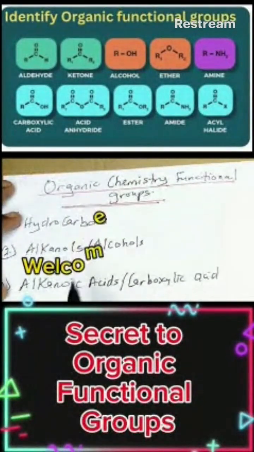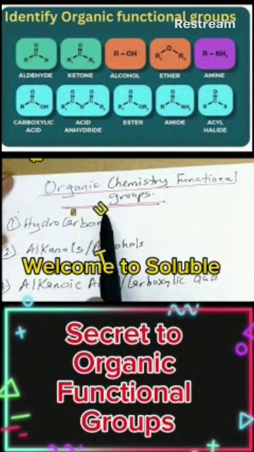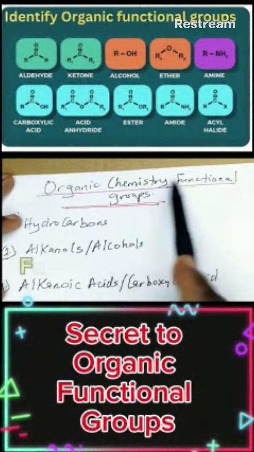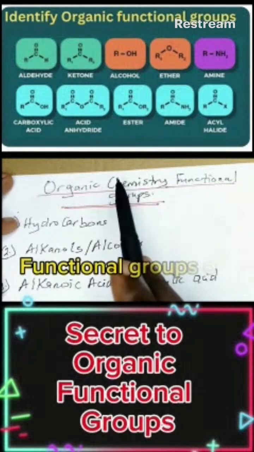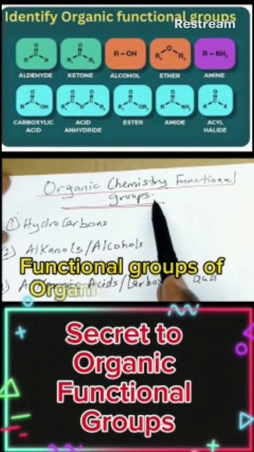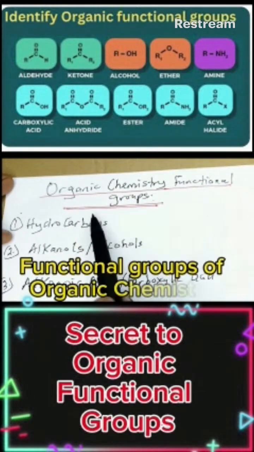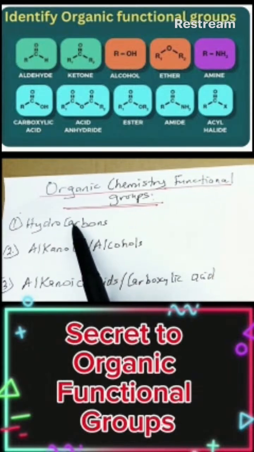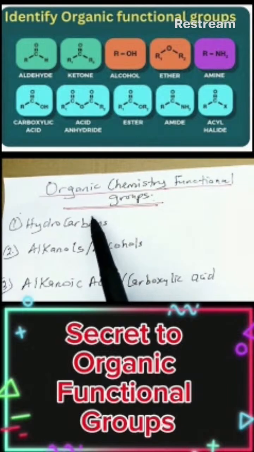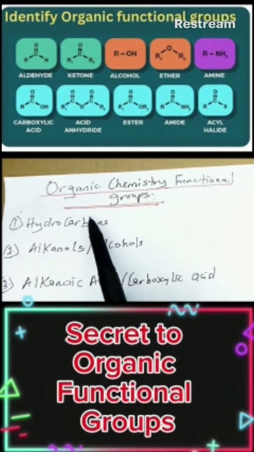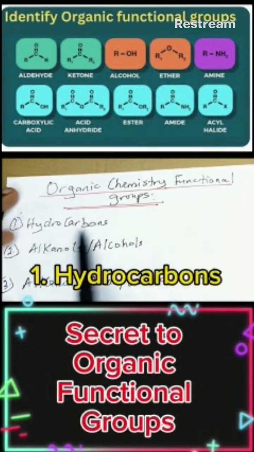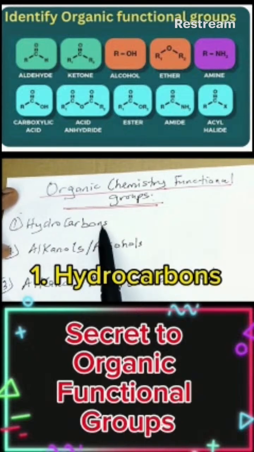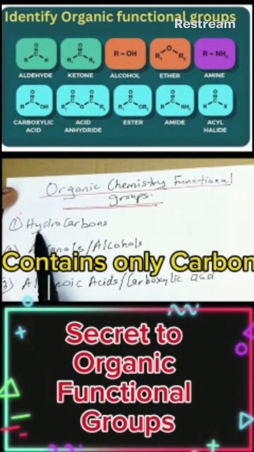Good day, viewers. Today in this video we'll be discussing organic chemistry functional groups. It is the functional groups of organic chemistry. I'll be talking about 9 different groups under organic chemistry, and how you can identify them easily. Very simple. The first one I'll be discussing here are the hydrocarbons. These are organic compounds that contain only carbon and hydrogen.